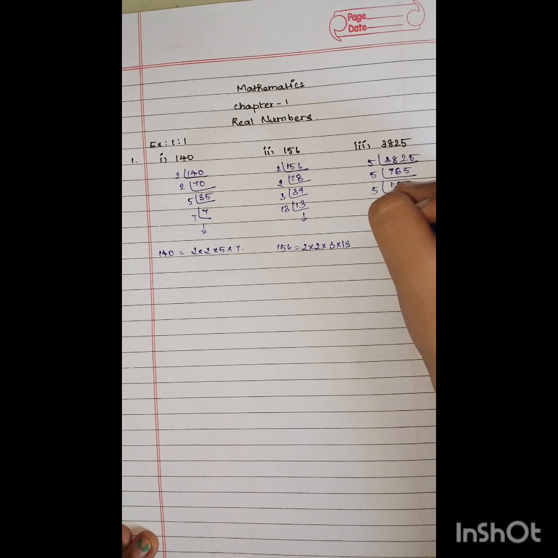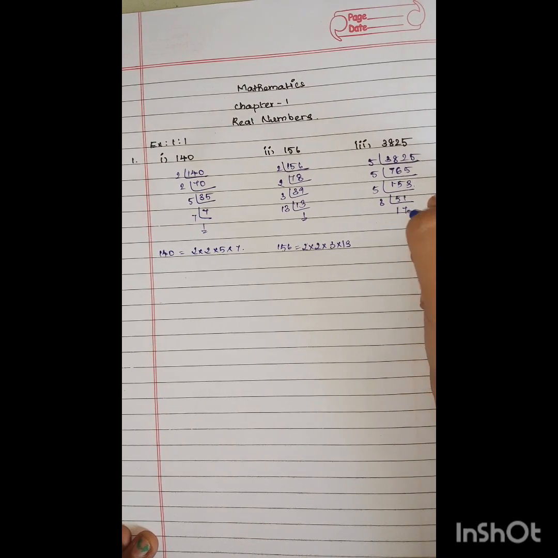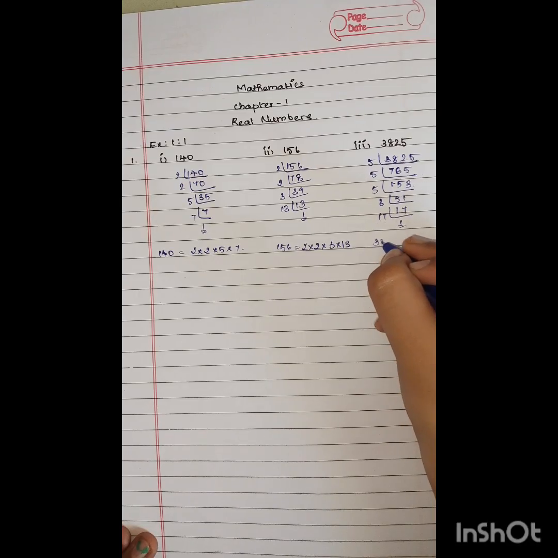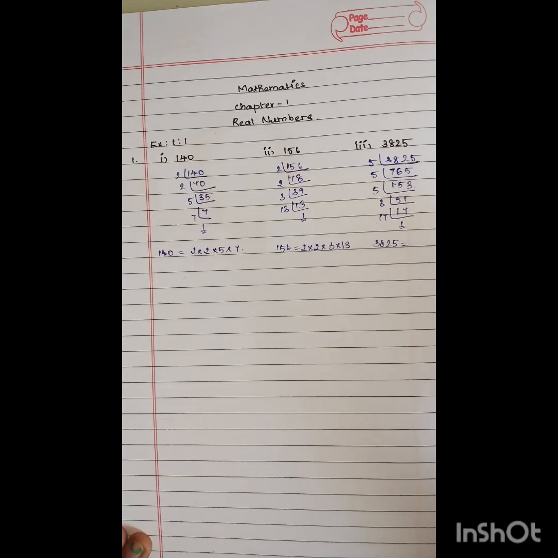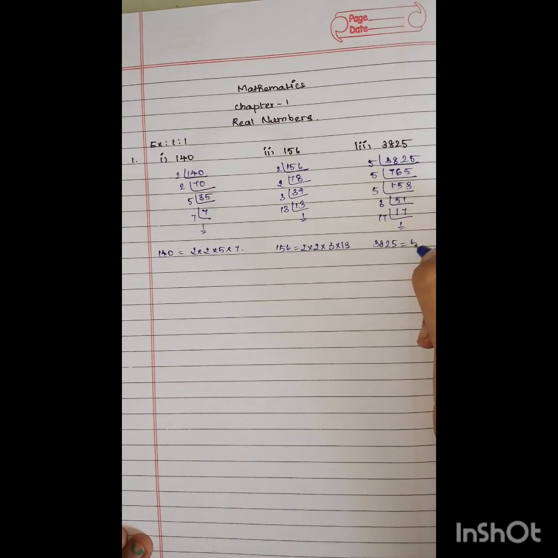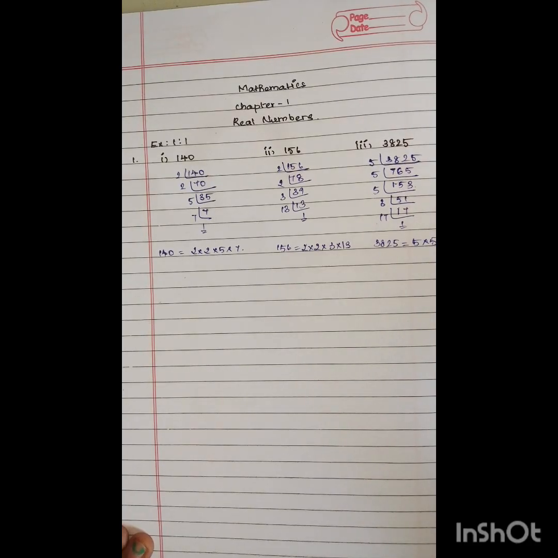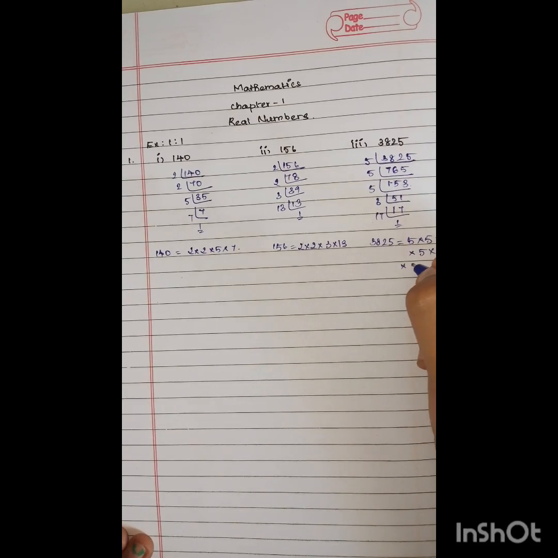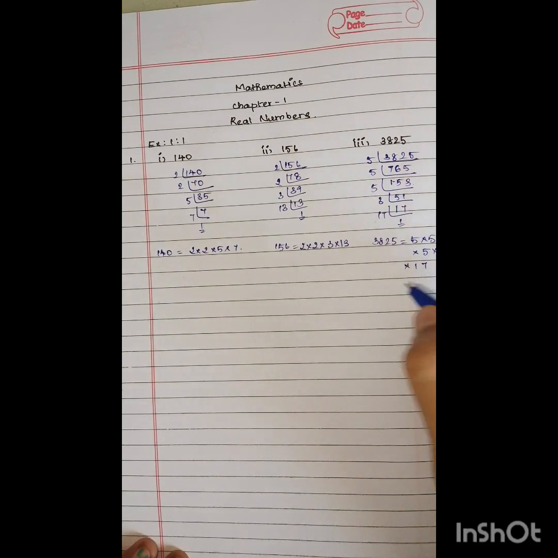During prime factorization, please make sure that all the numbers are properly divisible by the following numbers. If you made any mistakes on the particular step, your HCF and LCM will also go wrong. So for 3825, the factors are 5 into 5 into 5 into 17 into 3.